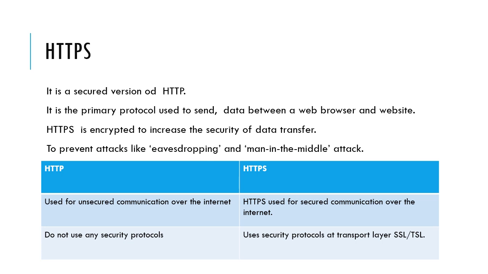Then comes HTTPS. We already saw what hypertext transfer protocol was. So this S here is actually a secured version of HTTP. It is primarily a protocol used to send data between a web browser and a website. So it was already discussed in HTTP. HTTPS is encrypted to increase the security of data transfer, to prevent eavesdropping and man in the middle attacks.